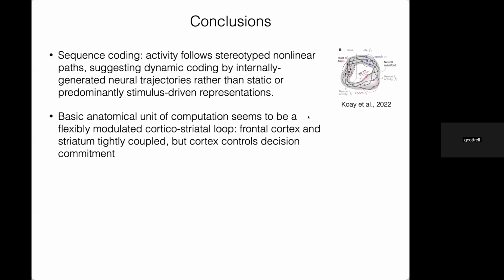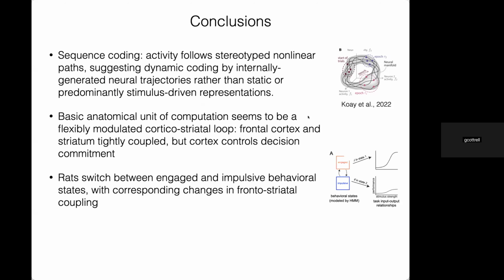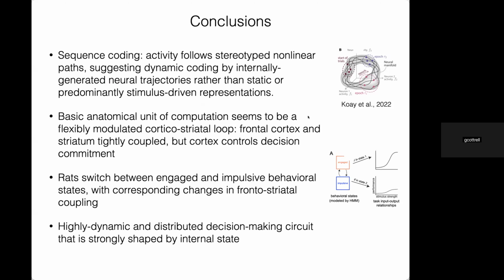We see corticostriatal loops, maybe not a surprise to people who study anatomy, but it really doesn't seem like we're going through sequential stages, cortex does this, then striatum does that. Rats seem to switch between two states with corresponding changes in frontostriatal coupling. And as my talk title says, what we're seeing is a highly dynamic and distributed decision-making circuit that's strongly shaped by internal state.